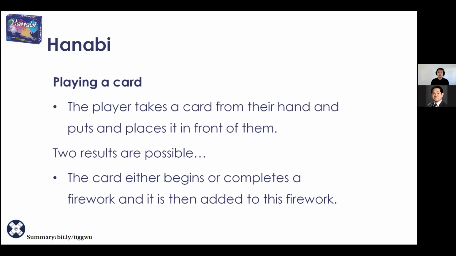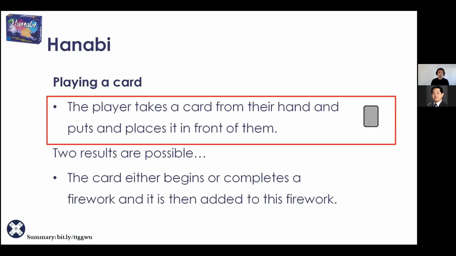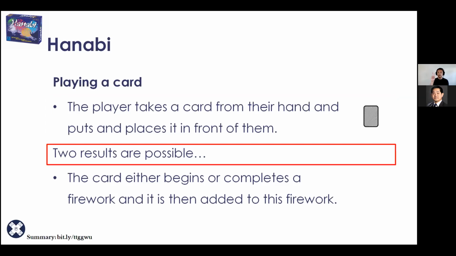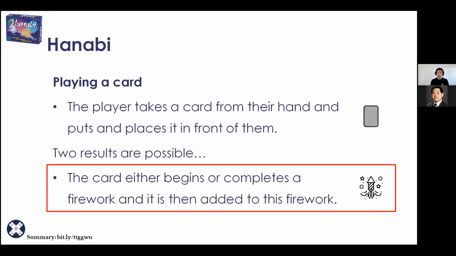All right, so the other action you can take when it's your turn is to play a card. When you play a card, the active player is going to take a card from their hand, and then they're going to place it face up in front of them. And then based on the value of the card and also the color of the card, there are going to be two results that are possible. So the card either begins or completes a firework, and then it is added to that firework display.